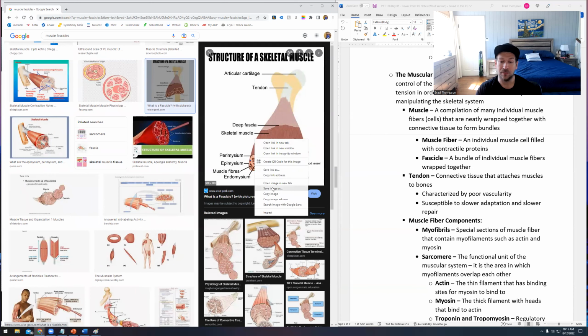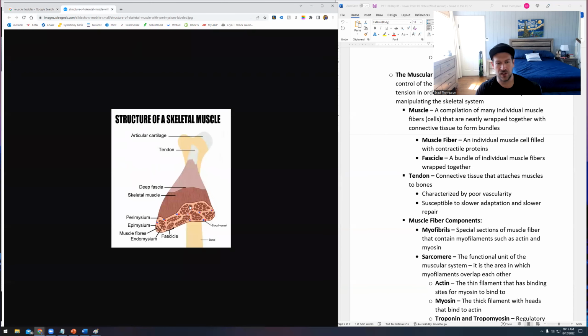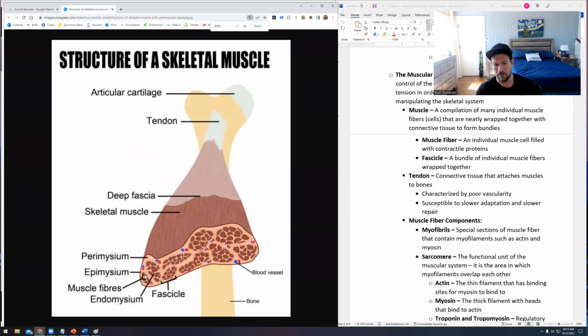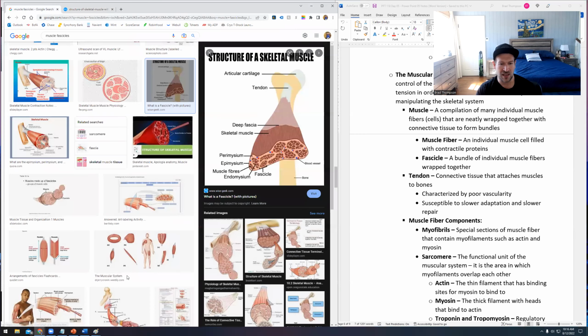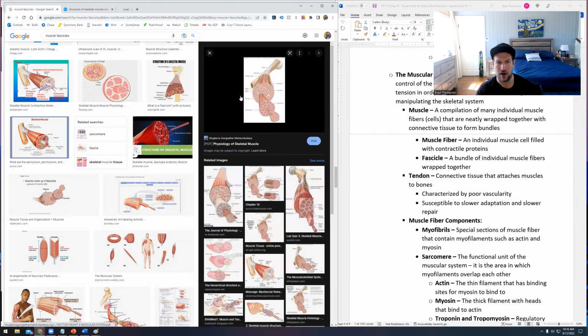So you can kind of see here, there's the overall body of the muscle, right? And it's just a bundle. Look, that's a fascicle there, and there's a fascicle there, and a fascicle there, right? Each of those individual fascicles is a bundle of individual muscle fibers. So if you were to zoom in on this fascicle here, what you would see is a whole bunch of individual little muscle fibers, right?